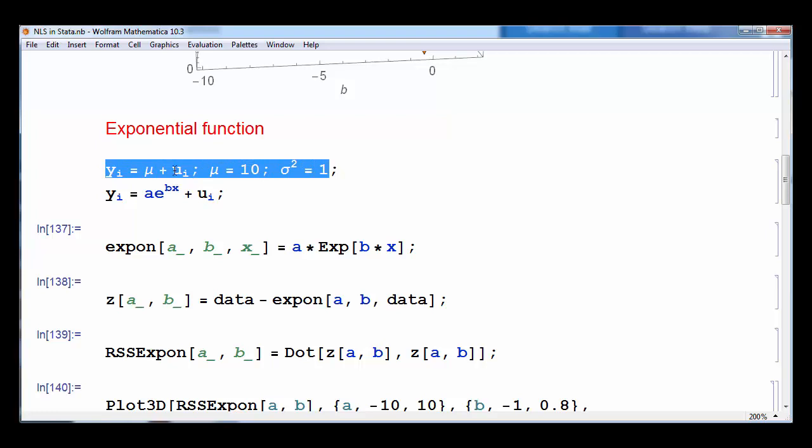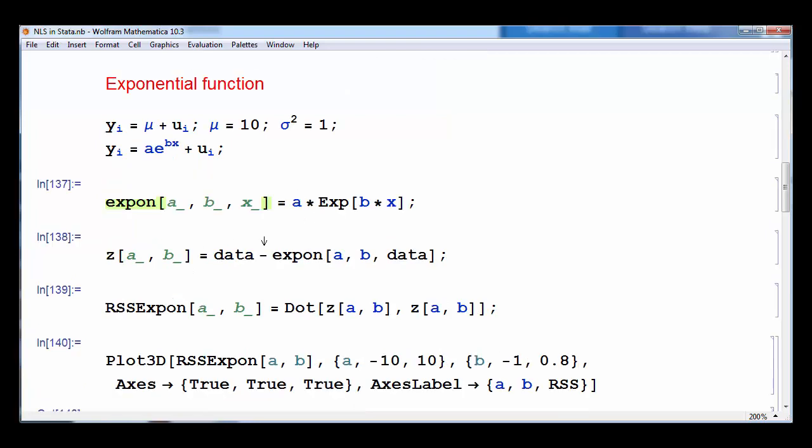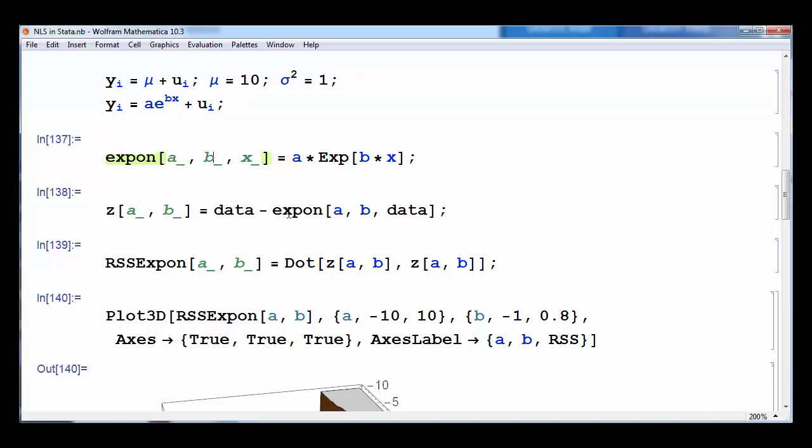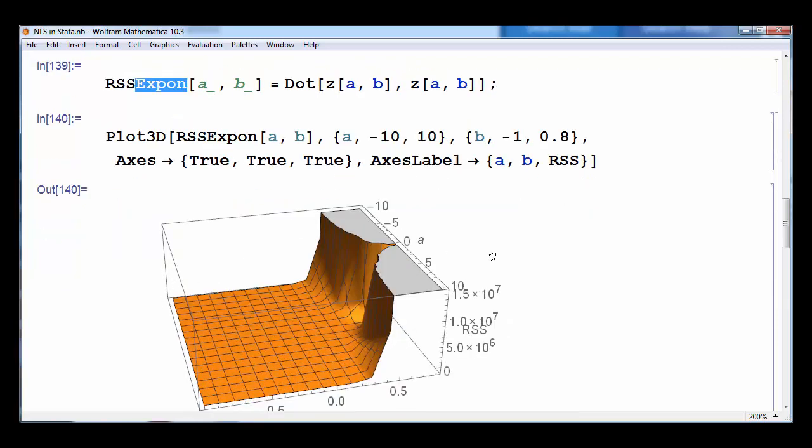That is, we keep our previously generated data, but now we are trying to fit an exponential function. This is why I call this section exponential function, okay? And we want to estimate the numbers a and b. So we first program everything. This is the function, and then this is the vector of residuals, and then we find RSS, residual sum of squares, which corresponds to the exponential function, and plot that function.